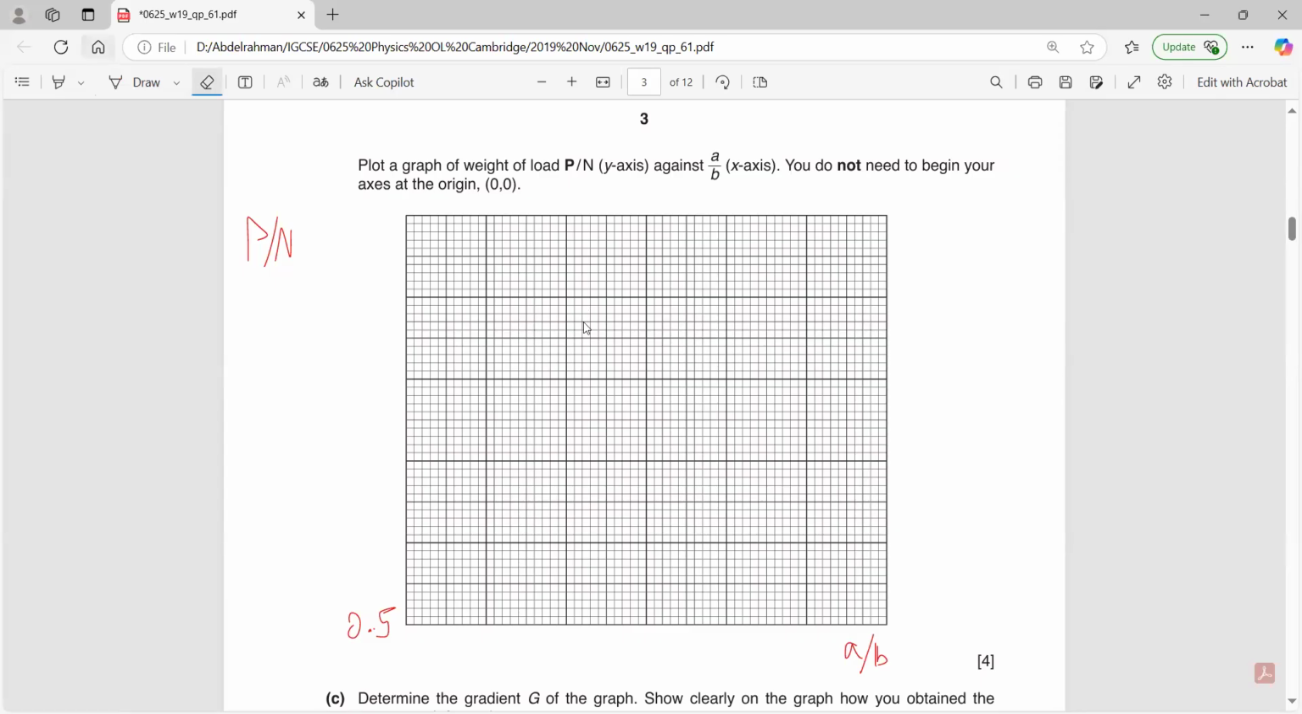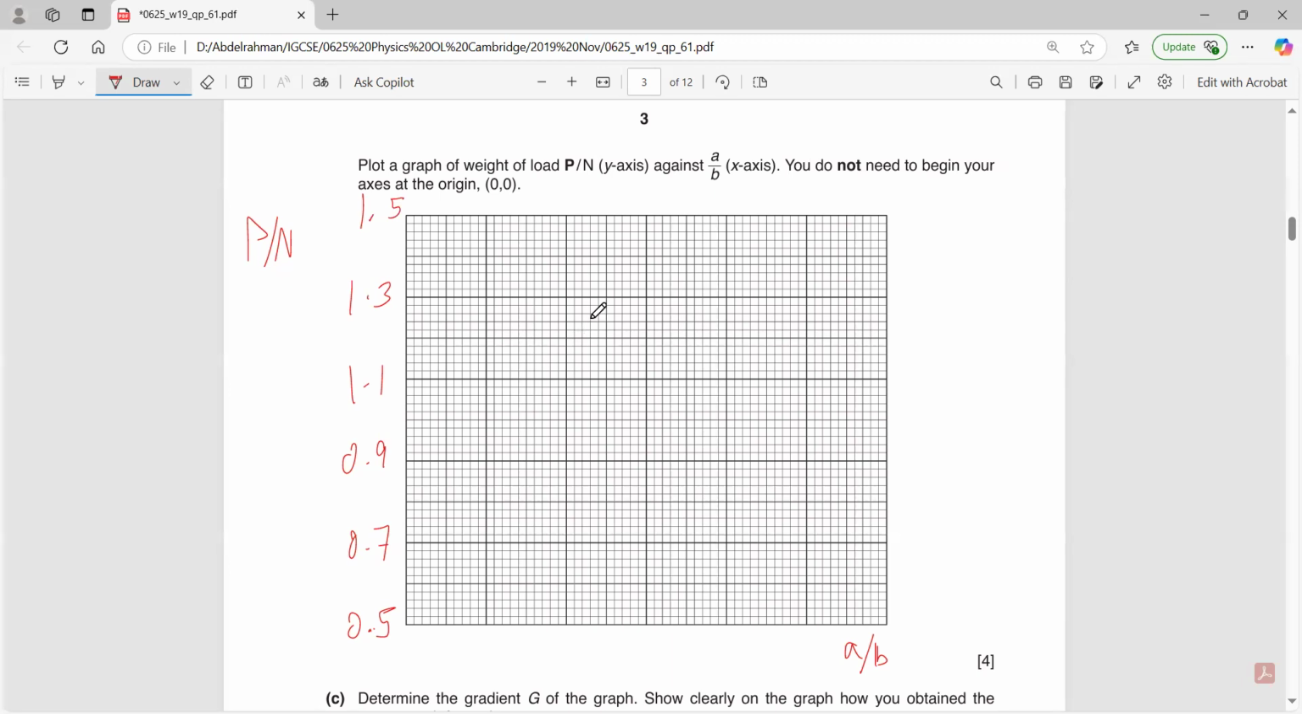What would be a suitable increment for the numbers on the y-axis? A suitable increment would be 0.2. Let's try it out. 0.5 and then you add 0.2 is 0.7. If you add another 0.2, 0.9, 1.1, 1.3, and 1.5, which is excellent.